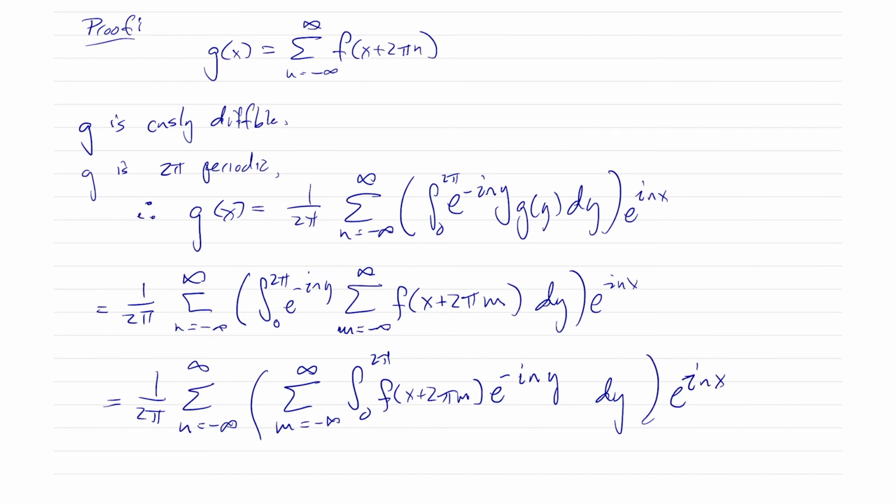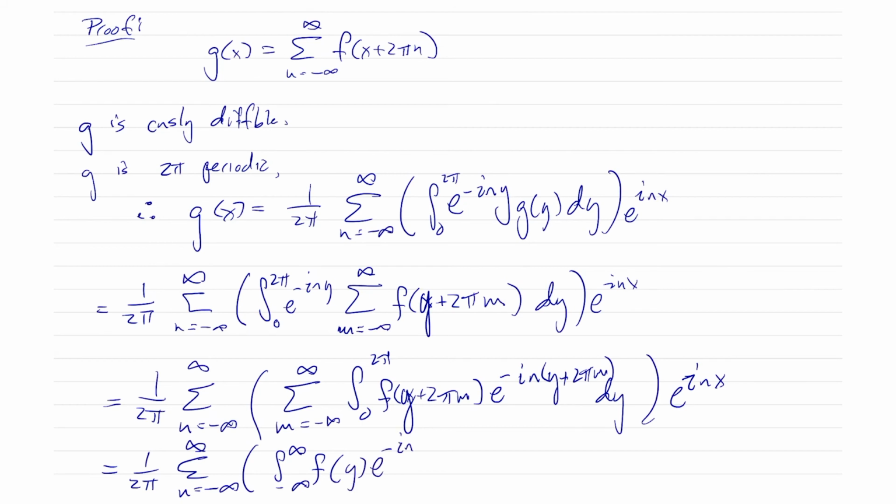Now, if I replace y with y plus 2 pi m, and that should have been y on the inside here, sorry, y right there, then nothing actually ends up changing. So then I can use just shifting and recombine all these sums, and this becomes 1 over 2 pi times the sum n equals negative infinity to infinity of the integral from negative infinity to infinity of f of y e to the minus I n y dy times e to the I n x.